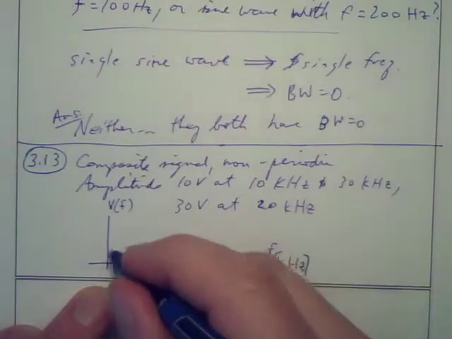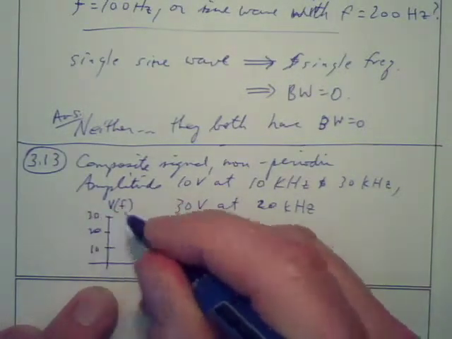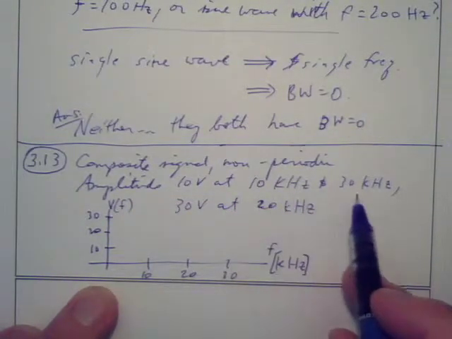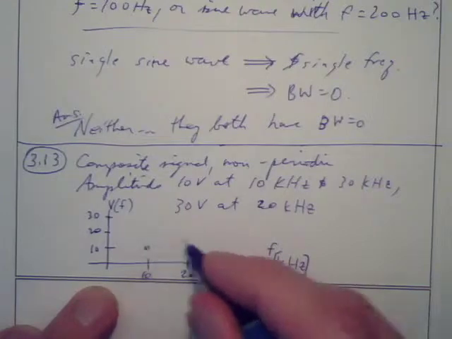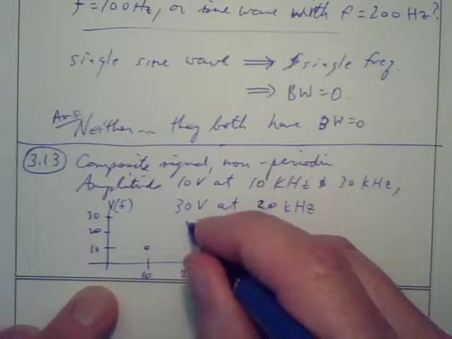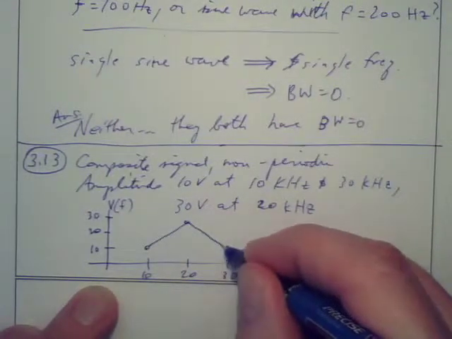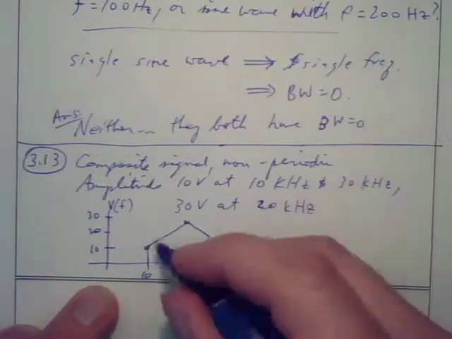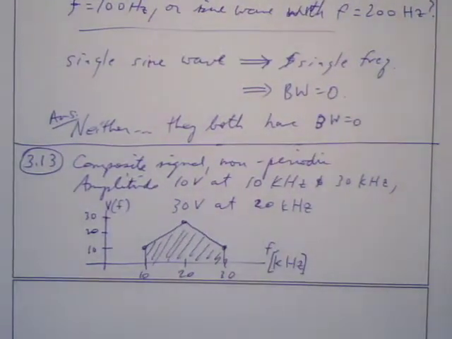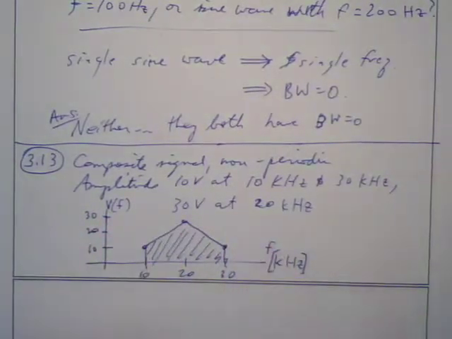And I'm going to write 10 volts, 20 volts, 30 volts, and at 10 and 30 kilohertz it is 10 volts, and at 20 kilohertz it's all the way up at 30 volts. And so I can make this spectrum like this, and I can fill in that picture like this. So this spectrum is concentrated between 10 and 30, and it has a shape like this.